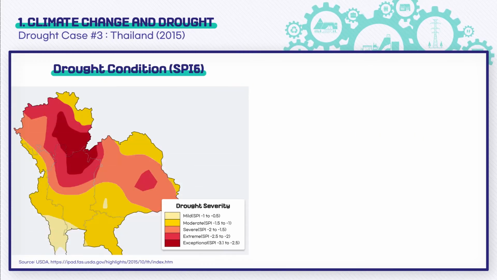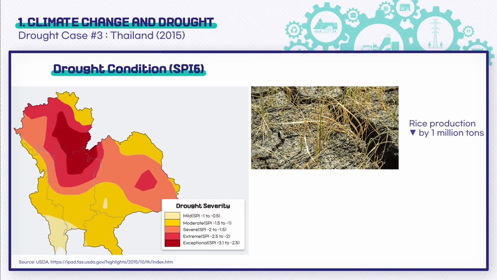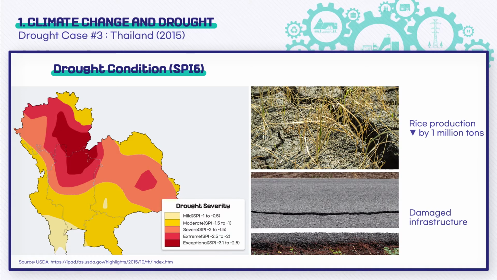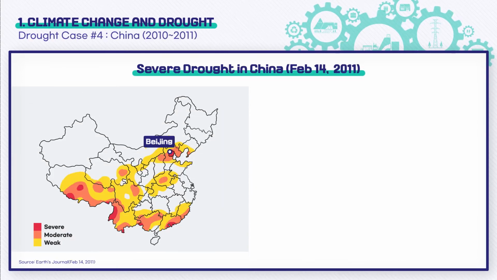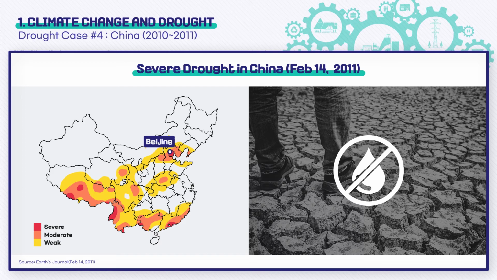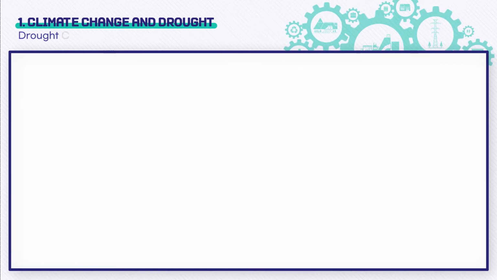The third case we'll examine is Thailand, which experienced a severe drought in 2015. The drought greatly affected rice production, and as shown in the picture, infrastructure such as roads was also damaged. Between 2010 and 2011, the drought in the southwestern region of China caused a lack of drinking water for 2,500,000 people and 3 million livestock. Thus, extreme damage caused by drought is continuing in various parts of the world.